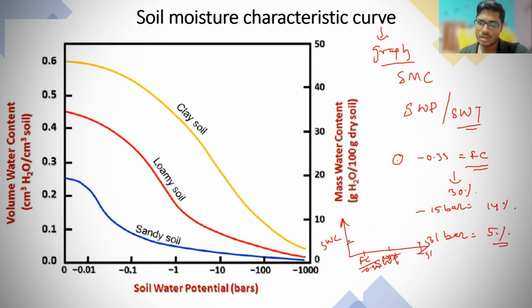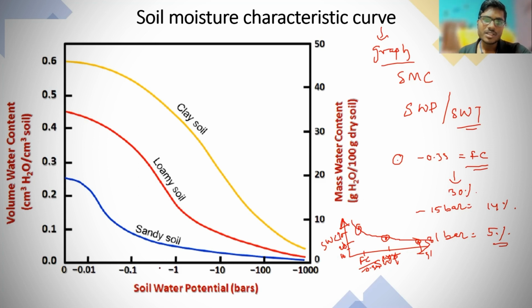In soil water content we'll take, suppose, these points: 10, 20, 30. So at field capacity the point is at 30, at -15 it is around 14, and at -31 bar it is at 5. Then we'll join the points and it will give a curve. So this is the soil moisture characteristic curve.